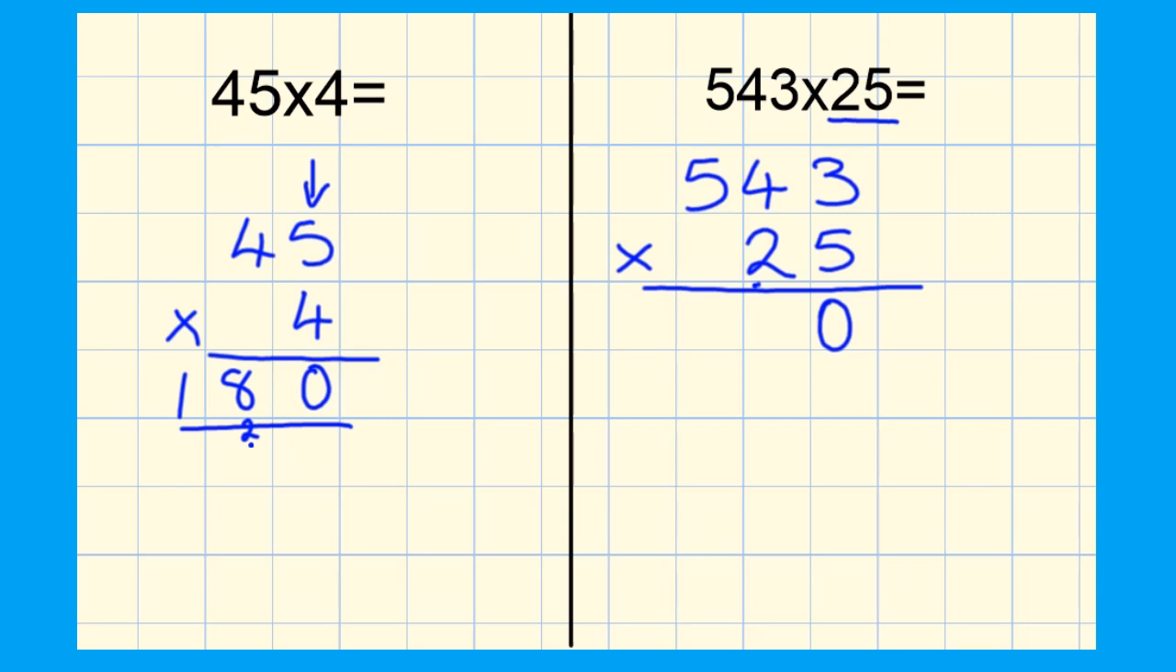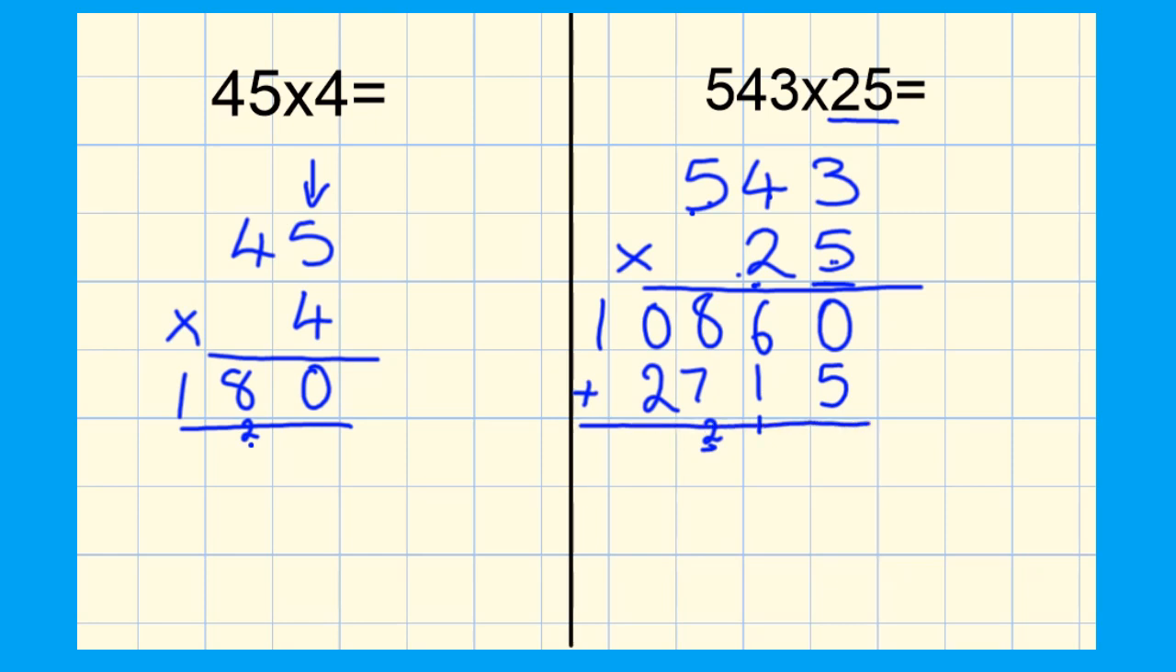2 threes are 6, 2 fours are 8, and 2 fives are 10. When we've multiplied by our tens, we then go to our ones. We go 5 threes, 15, 5 in, carry our 1 ten over, 5 times 4, which is 20, plus the 1 is 21, and then we go to 5 times 5, which is 25, and the 2 that we've carried over makes 27. Once we have done this, we need to add together our two totals.